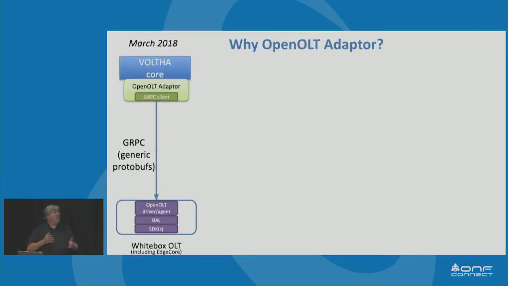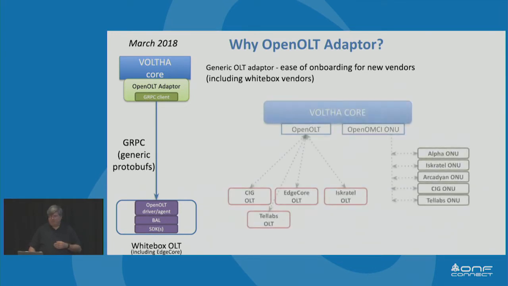And why use an OpenOLT adapter? Why not just develop your own adapters? Well, one of the reasons for this is that it eases adoption of new vendors. So we have provided a reference OpenOLT agent to run on the OLT. We have provided the adapter already in VOLTHA. A new vendor who wants to come online quickly can either start from our agent or write their own lightweight agent, speaking this gRPC protocol to the OpenOLT adapter, and they can get their hardware adapted quickly. This includes Whitebox vendors.